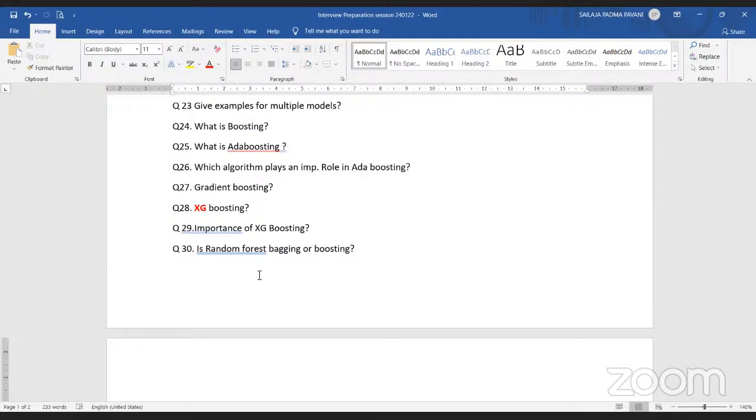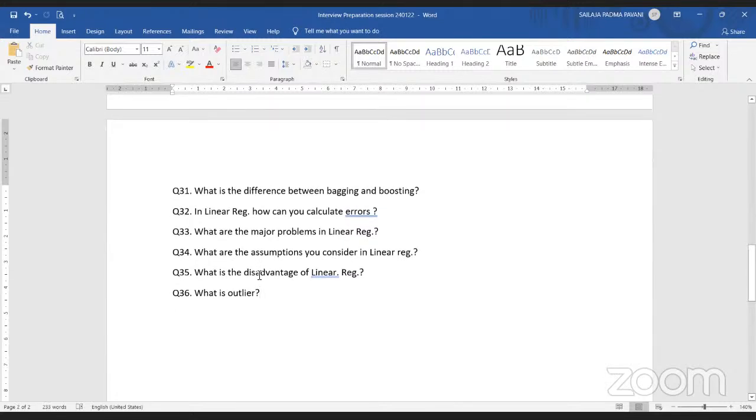After that, we went through random forest. Is it bagging or boosting? And what is the main difference between bagging and boosting? After that, someone of you said something regarding errors, so I wanted to discuss errors also. What do you mean by error? Why do we face errors? What are the major problems regarding linear regression, and what are the assumptions? Let us get more knowledge regarding linear regression.